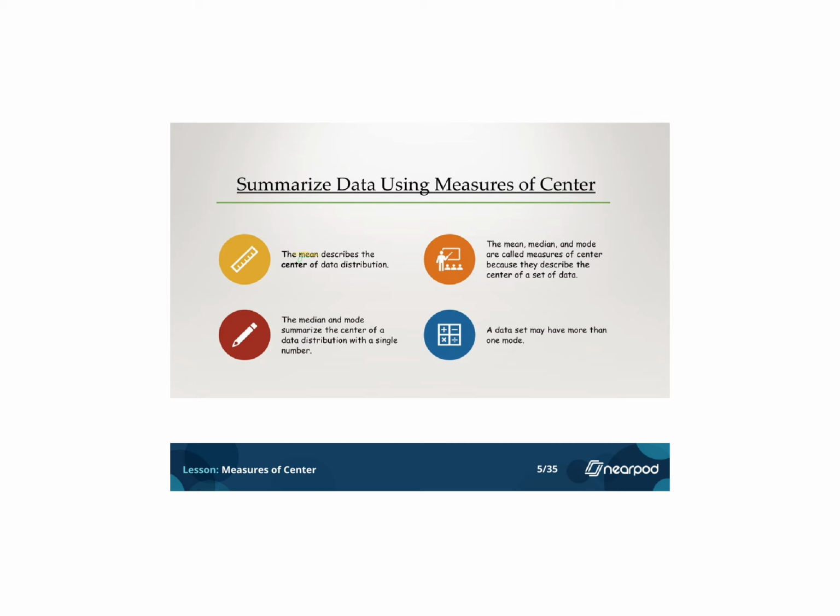So highlight mean. And then our next point is the median and mode summarize the center of a data distribution with a single number. Then we have the mean, median, and mode are called measures of center because they describe the center of a set of data. Your last point, a data set may have more than one mode. So again, pause it if you need to, write this information down, or go back to your Nearpod.